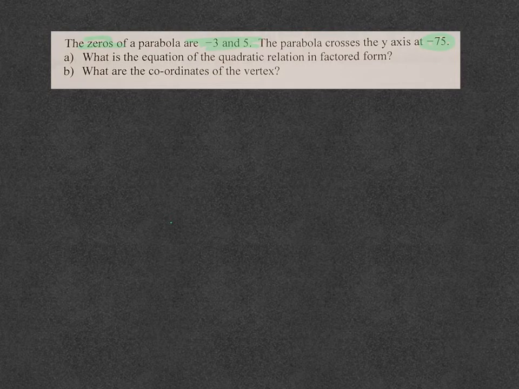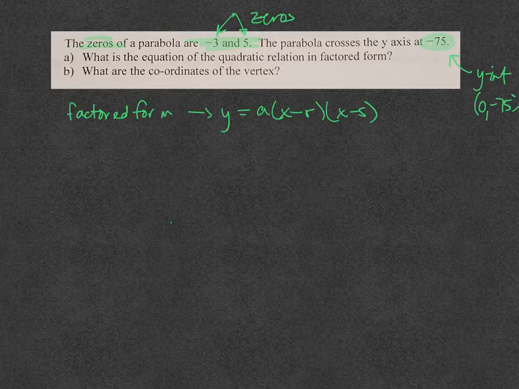Question number 3. The zeros of a parabola are -3 and 5. The parabola crosses the y-axis at -75. What is the equation of the quadratic relation in factored form, and what are the coordinates of the vertex?